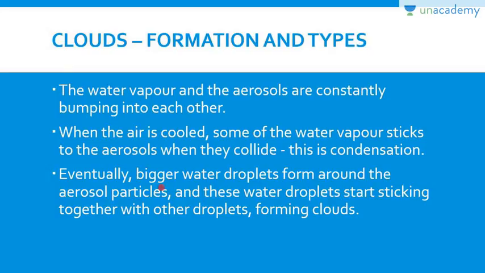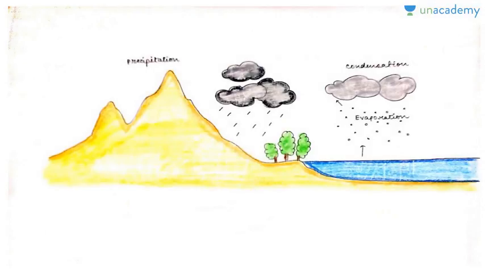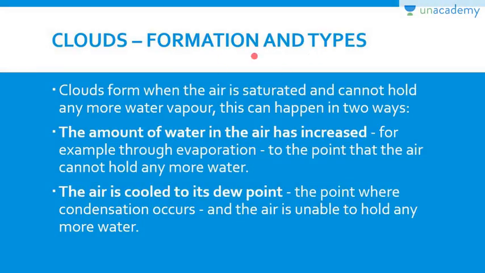Okay, and eventually what happens, bigger water droplets form around the aerosol particles, and these water droplets start sticking together with other droplets and they eventually form clouds. Okay, so now, this cloud formation, see, clouds form when the air is saturated, right? And it cannot hold any more water vapor.